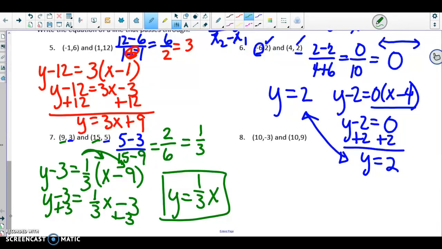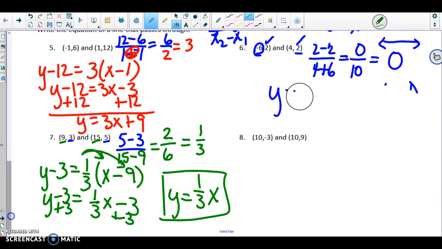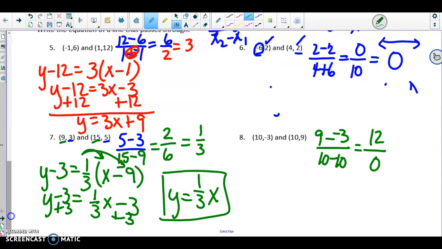All right, and finally the last one. I'm going to erase this so that I have room. I need to subtract. I have to find my slope. 9 minus negative 3, or 9 plus 3, all over 10 minus 10. This will end up being 12, because 9 plus 3 is 12, over 0. Again, if I'm not sure which one it is, I'm going to plug it into my calculator, and it's going to tell me undef, which means it's undefined.